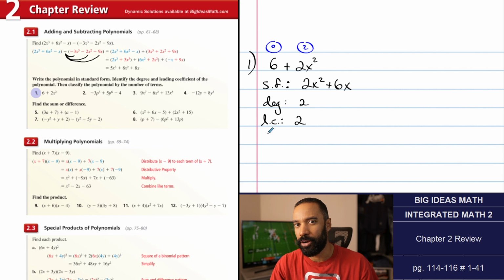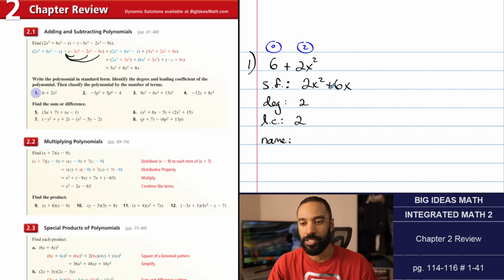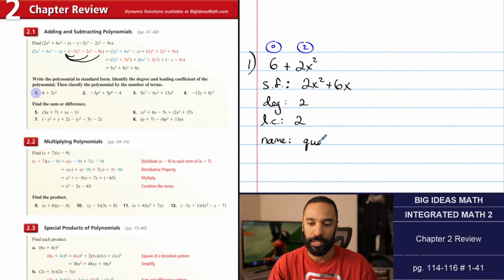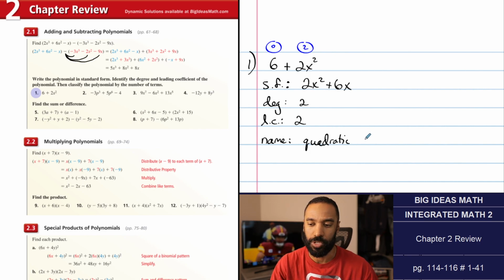I'm going to do you one better. I'm also going to classify by the degree. So the name of this polynomial, it is degree 2, which makes it a quadratic. That's the part that the book didn't actually mention, but what they also wanted was by the number of terms. Because there are 2 terms, it is a binomial. So it's a quadratic binomial.